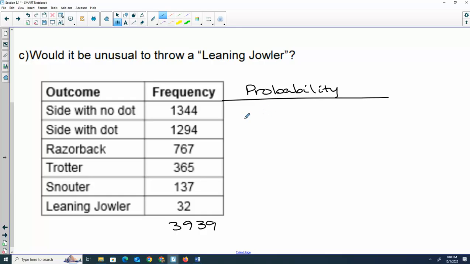So then how do we get each probability? Divide. So 1344 divided by 3939 is 0.3412. 1294 divided by 3939.